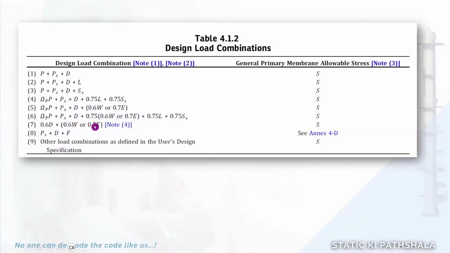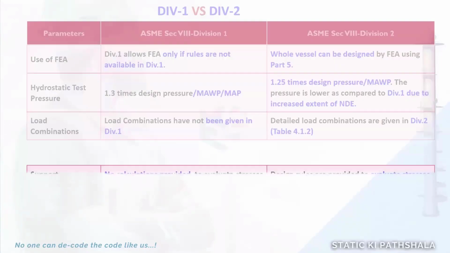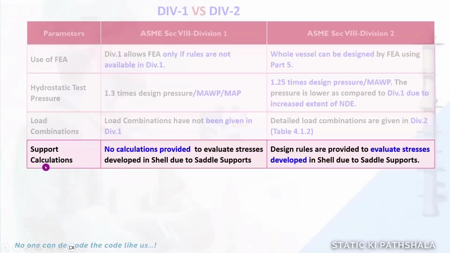W stands for wind, E stands for earthquake. Similarly, they have given Table 4.1.2 to take care of the design load combinations, which are totally missing in Division 1. When it comes to the support calculation, right? In Division 1, they have not given any procedure to calculate stresses when it comes to the support part. Whereas in Division 2, if we are calculating the saddle stresses, they have given a detailed methodology.